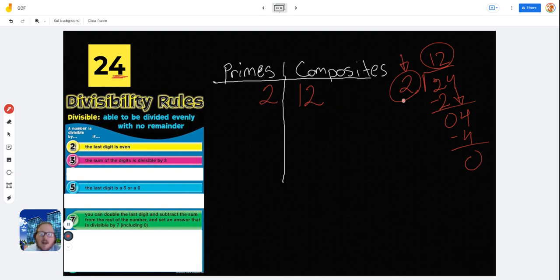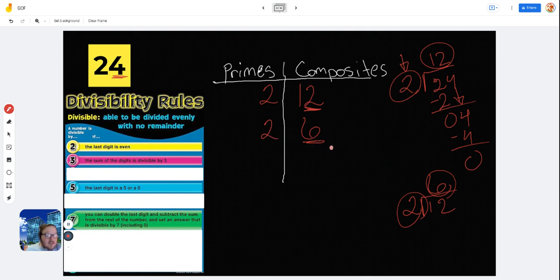Now I'm going to think about what can I multiply? Well, I'm at the same rule that I was before, that last number on 12 is an even number. So I'm going to go 2 into 12. Well, I know 2 times 6 gives me 12 because I can count by 2's to 12. 2, 4, 6, 8, 10, 12. I did it 6 times. So I'm going to put down my prime, which is 2, and my composite, which is 6. 6, 2.